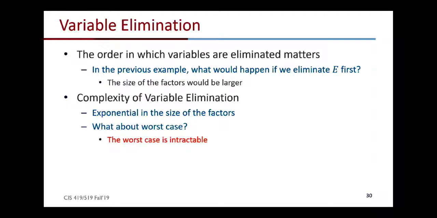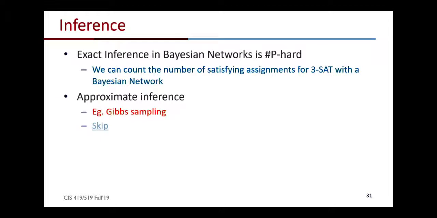Okay. So as I said, the complexity doesn't change. The worst case is still intractable. But there are good algorithms today for exact inference in BayesNet, even for relatively large BayesNets. However, in many cases, people resort to approximate inference, and the standard way of doing it is something that is called Gibbs sampling. And again, I'm not going to go into the technical detail, but I do want to give you an idea.